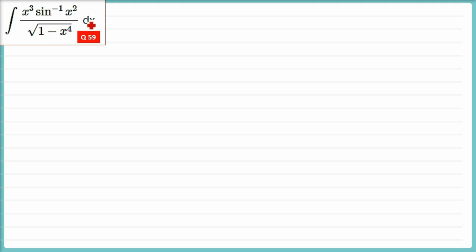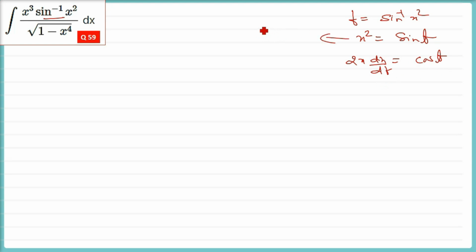X cube sin inverse x square by under root 1 minus x to the power 4. Now take t equals to sin inverse x square. You will see what will be the benefit. First is x square will be equal to sin t. You already have a x cube in the question. So you have a x square now. When you differentiate, it will be 2x dx by dt will be equal to cos t. Now we need only x dx. Now sin t is x square.